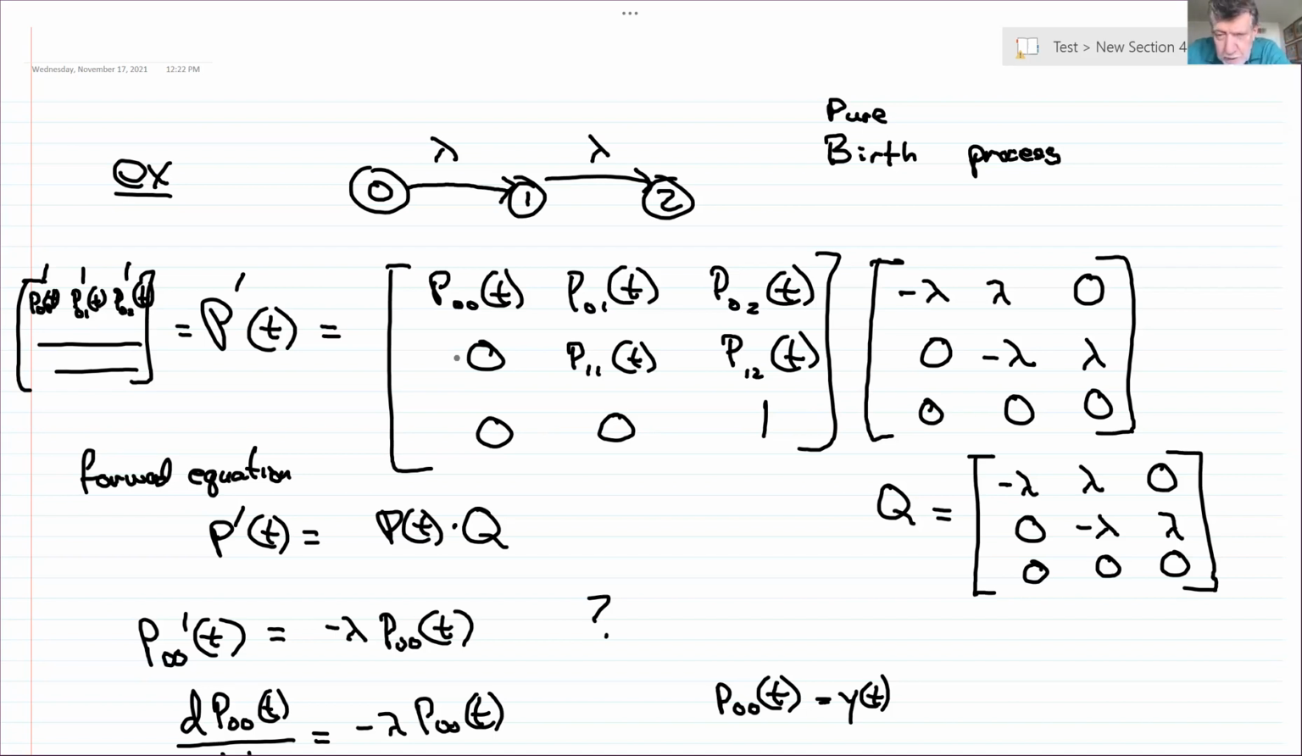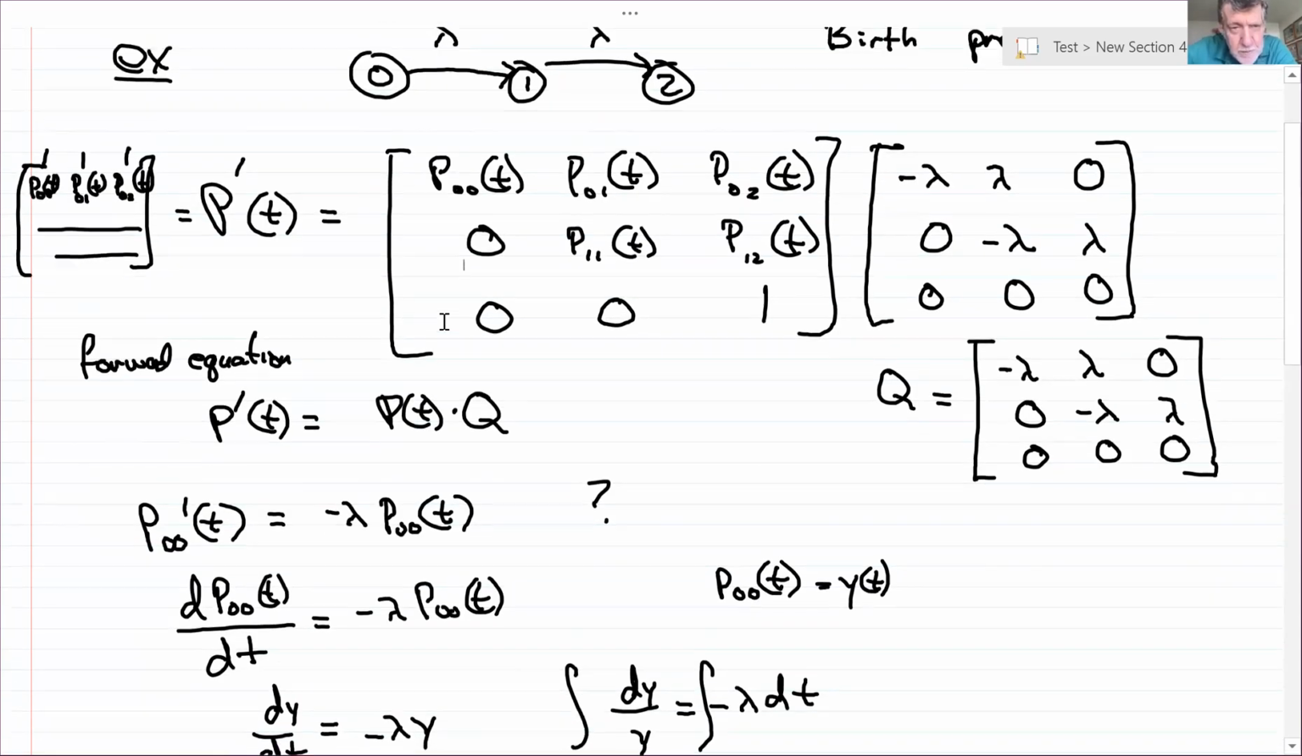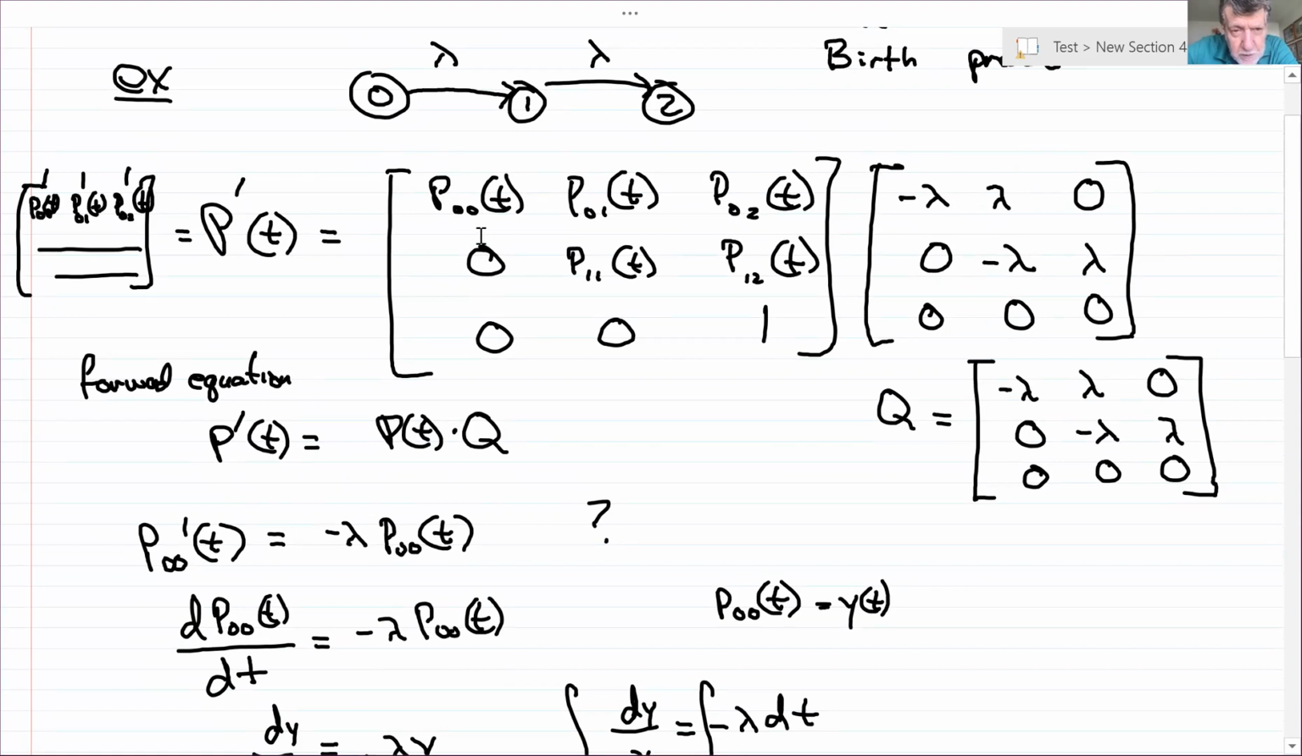And here's what I did last time, and it makes sense to pick it up from this point. So let's go for P00. So if you're going to go for this entry here, what do we know? We know that the value over here is the derivative of P00. And that would be what you get when you multiply this first row by the first column. What I mean is, multiply first entry by first entry, second entry by second entry, third entry by third entry. Well, the last 2 entries will go away because of the zeros. And you just get minus lambda P00 of t, which is this equation here. And that equals the first entry over here.